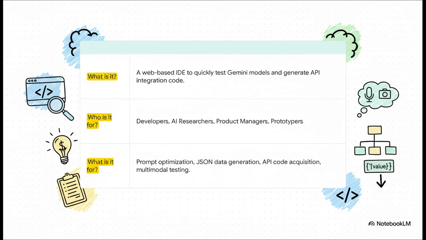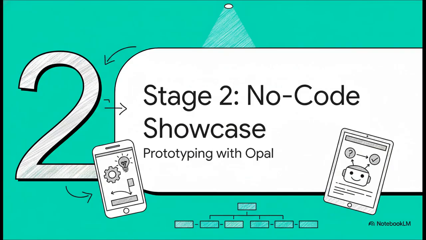Just remember, this is a lab, not a factory. It's tough to implement really complex logic, and the API limits mean you can't build a commercial product on it. But as that first step to prove your core AI logic works, it's absolutely perfect. Okay, so you've validated your prompt in the lab. Awesome. Now it's time to build something you can actually show people to get them excited.